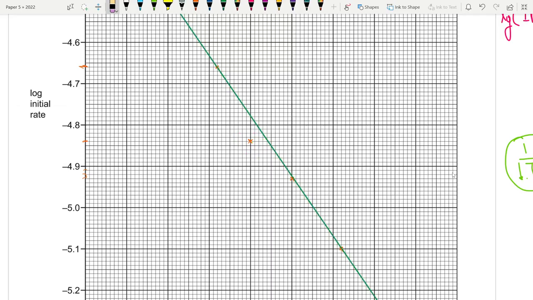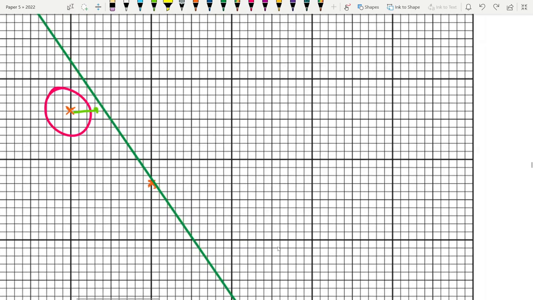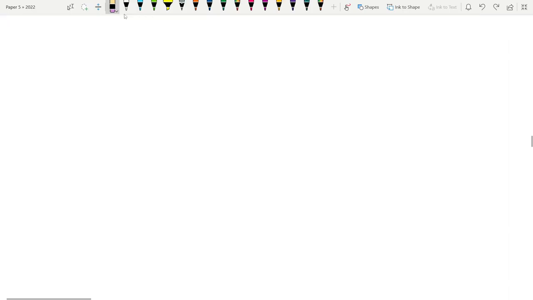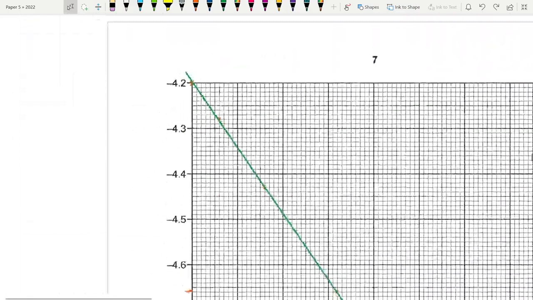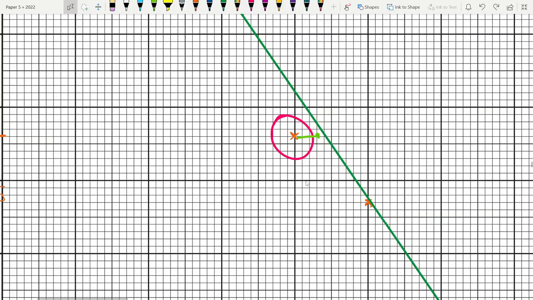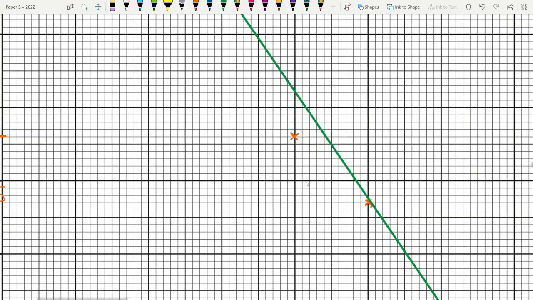So this recorded temperature over here, one sec, I can't seem to erase this. Wait. It's fine.